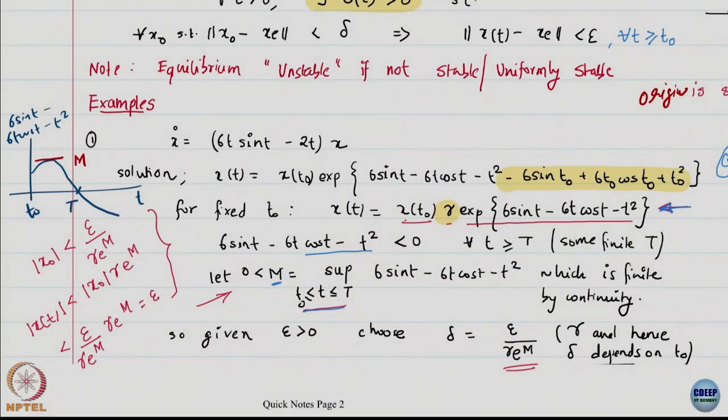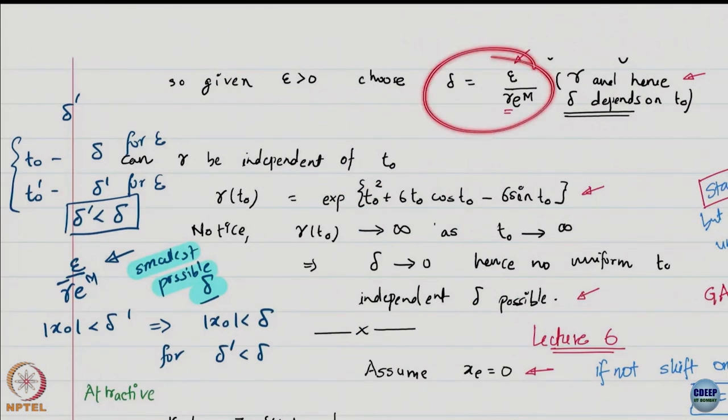So I define m as exactly this, the supremum of this function between these times, which is finite by continuity. Smoothness gives us all these very nice results. So if you give me an epsilon, what will I choose my delta as? I will choose my delta as epsilon over gamma e to the power m. Why? We will see very shortly. Remember this. But keep in mind that gamma depends on t0.